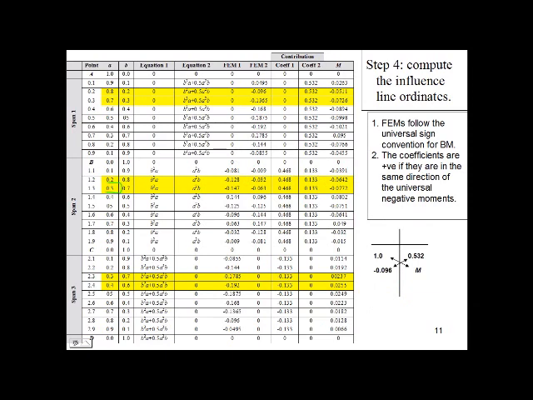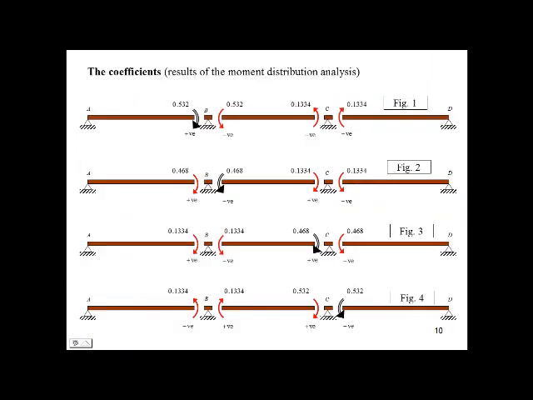If A equals 0.3 L and B equals 0.7 L, then the fixed end moments are negative 0.147 and negative 0.063. When a unit moment was applied at end BA, a moment of 0.468 in the same direction of the universal negative moment was developed at end BA. When a unit moment was applied at end CB, a moment of 0.133 in the same direction of the universal negative moment was developed at end BA.